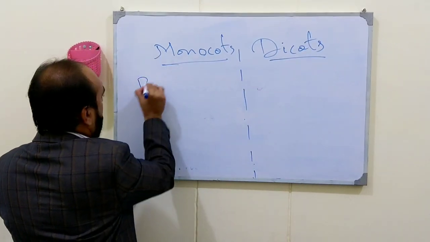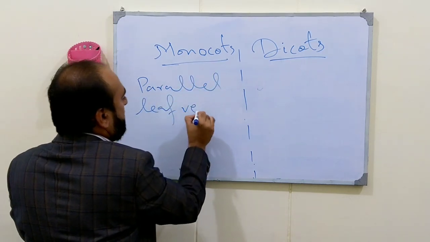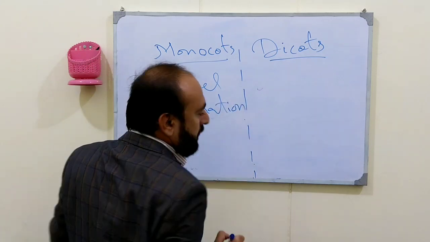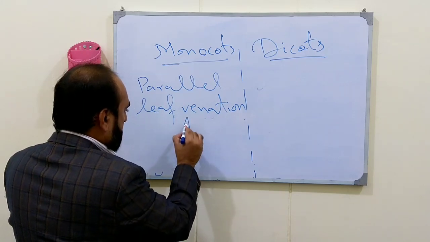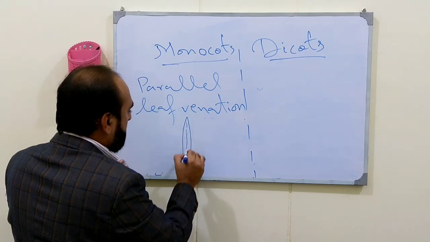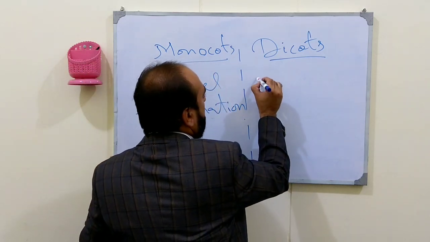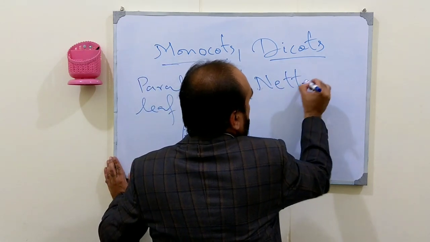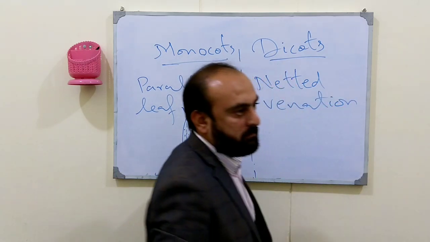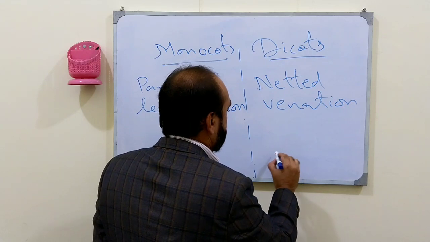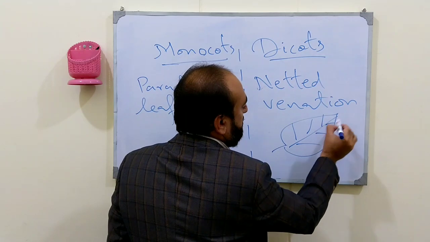Monocots have parallel leaf venation, that is the arrangement of veins in leaves. So they have leaf veins parallel to the midrib, whereas dicots have a net-like leaf venation, or technically reticulate leaf venation, like this.